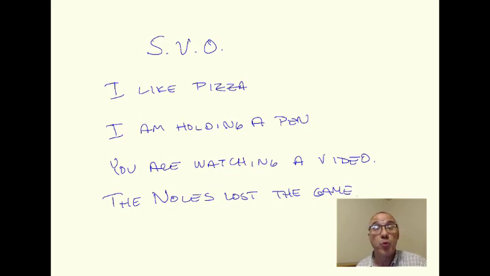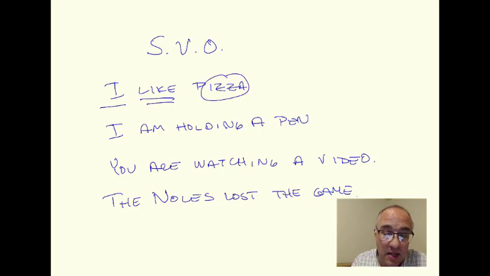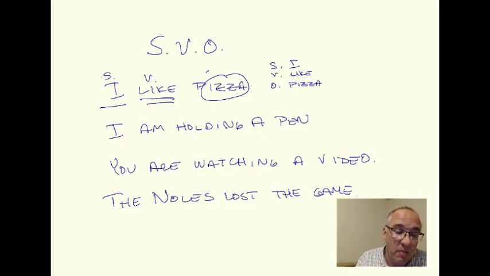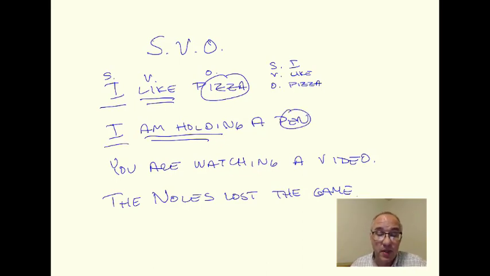In the first sentence, what's happening? Like, that's going on. I'll underline that twice. Who likes? I like. What do I like? Pizza. So my subject, my verb, my object are I like pizza. This is my subject, verb, object. What's going on in the next sentence? There's some holding going on. Who is holding? I. What am I holding? A pen. Subject, I. Verb, am holding. Object, pen.